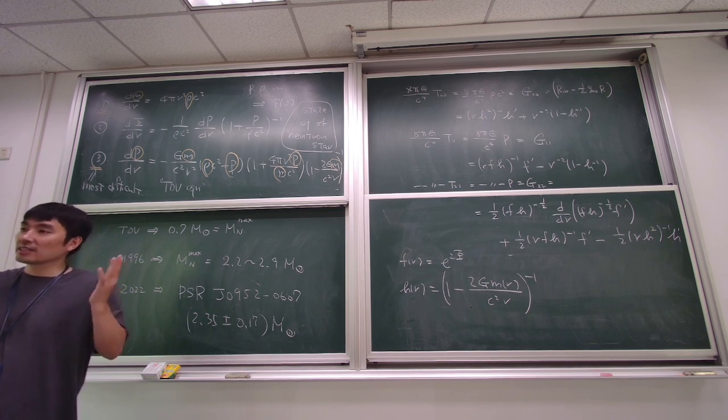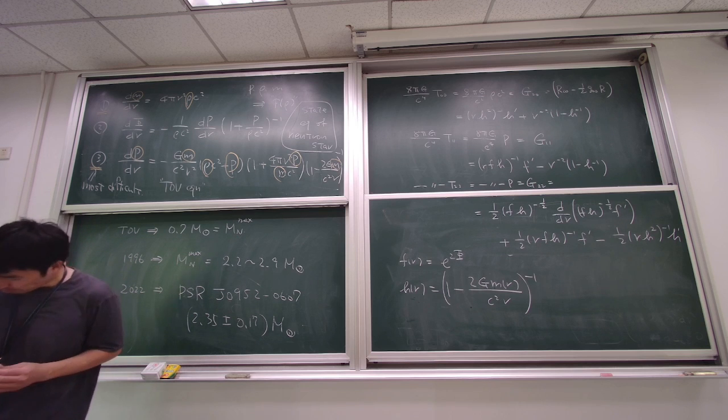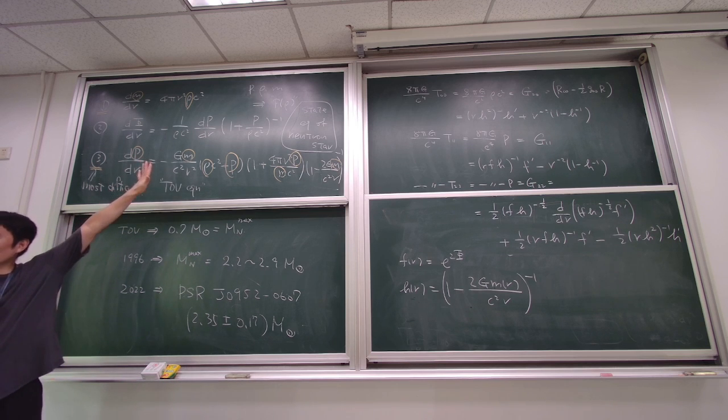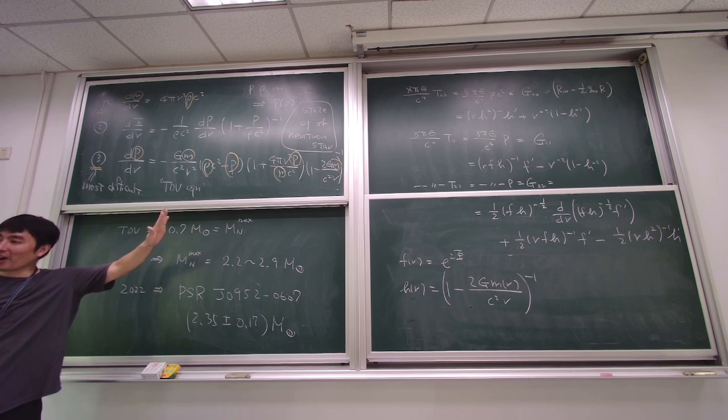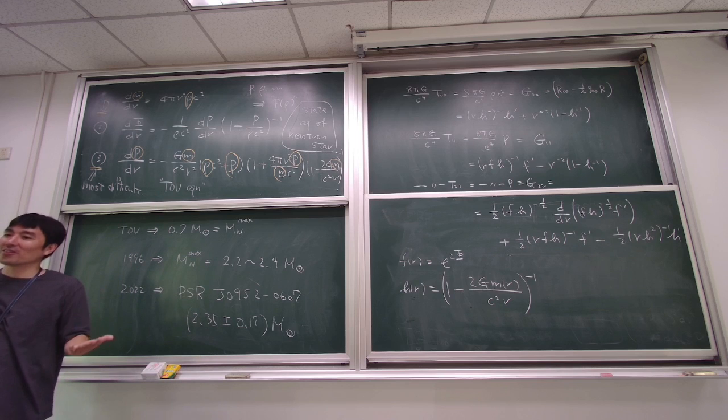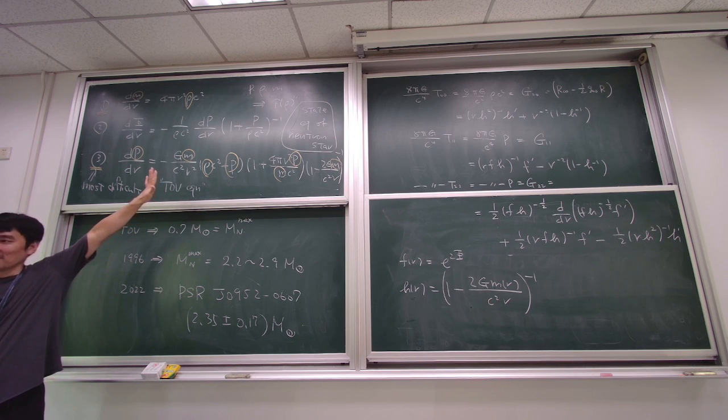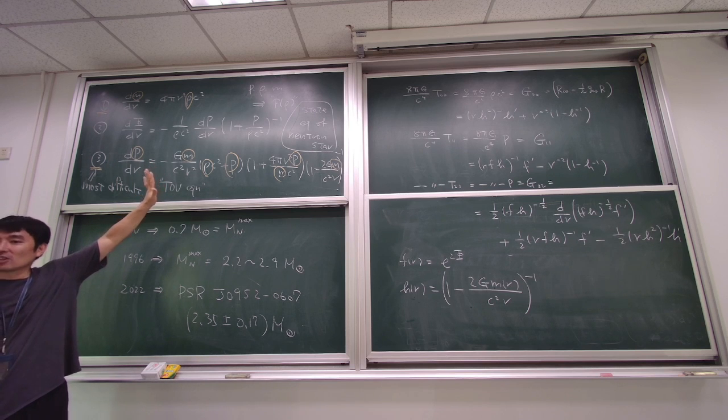But still, we don't include the effect of the angular momentum. Almost all observed neutron stars have angular momentum. So therefore, this estimate is a really rough estimate. It's not the precise estimate.